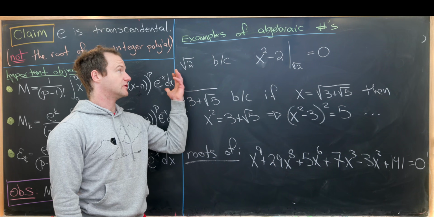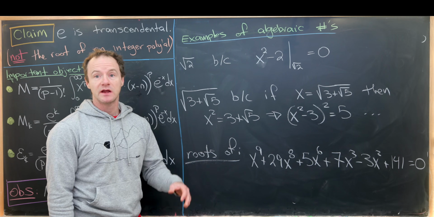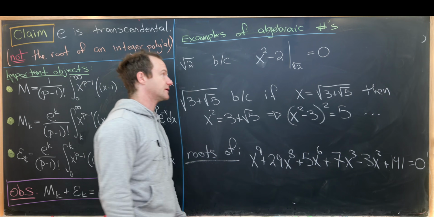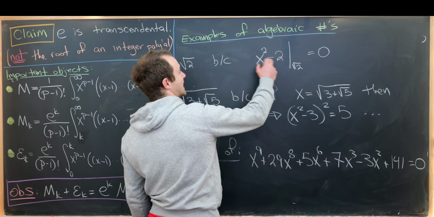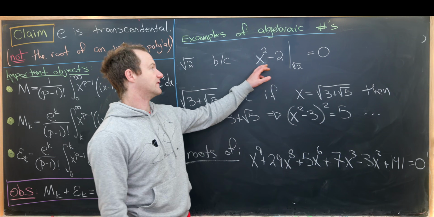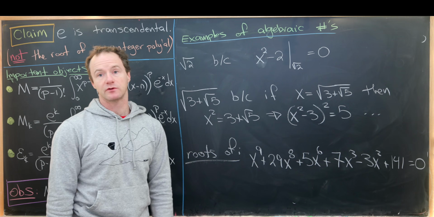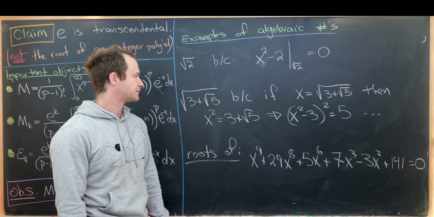First of all, the square root of 2 is clearly an algebraic number. It's the root of an integer polynomial. That integer polynomial is x squared minus 2. Notice if we evaluate x squared minus 2 at the square root of 2, we clearly get 0.